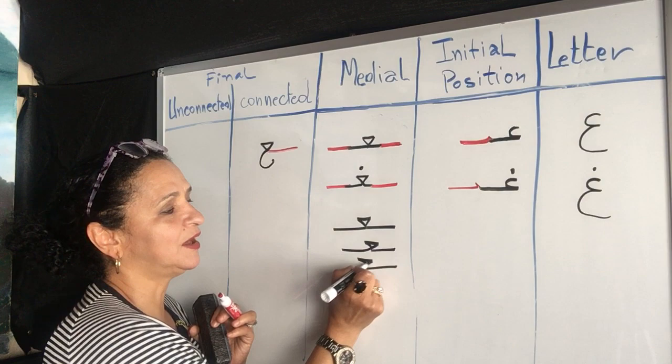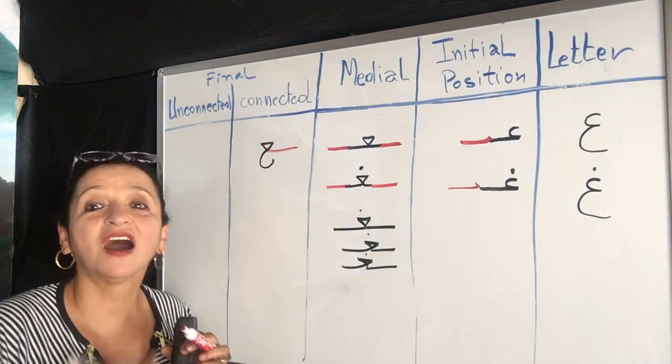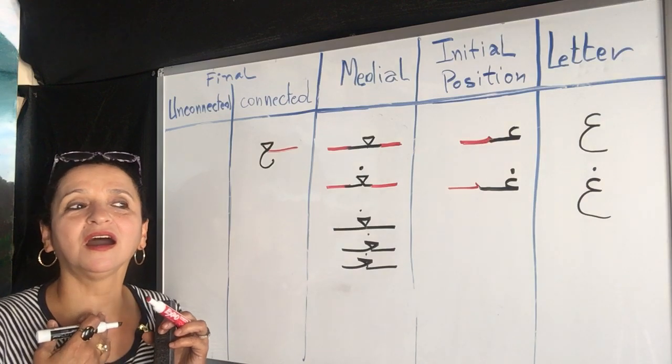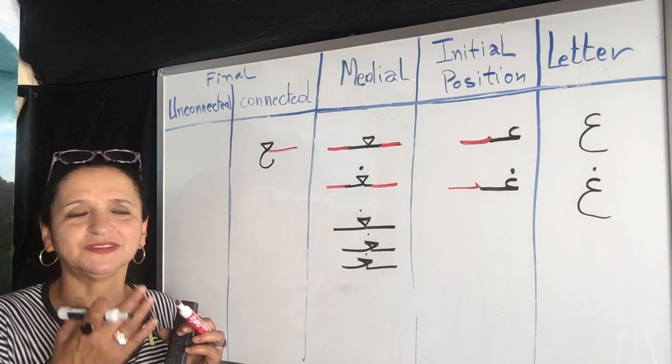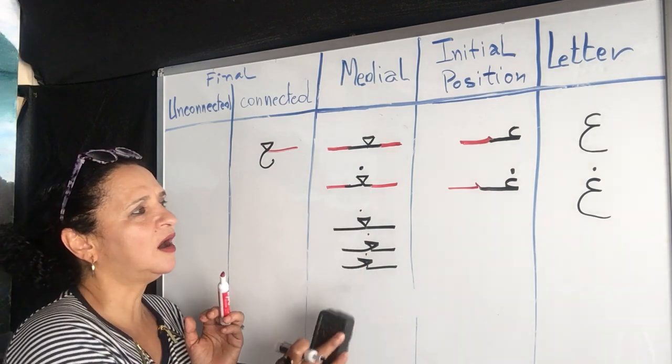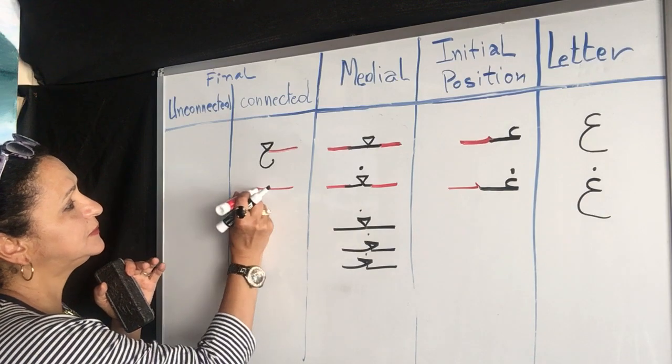This is A, but I put nukta. It becomes Gha. Gha, Gha, Gha. Look at the sound babies make around the 5th or 6th month. Gha, Gha, Gha. Now I have Gha at the end.